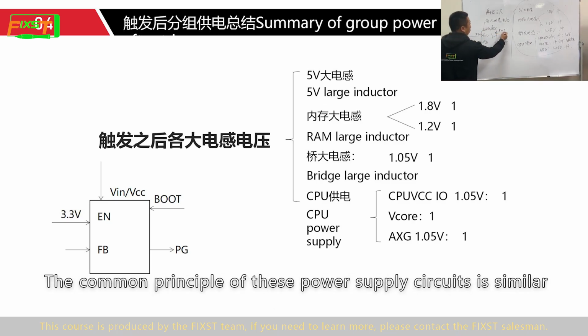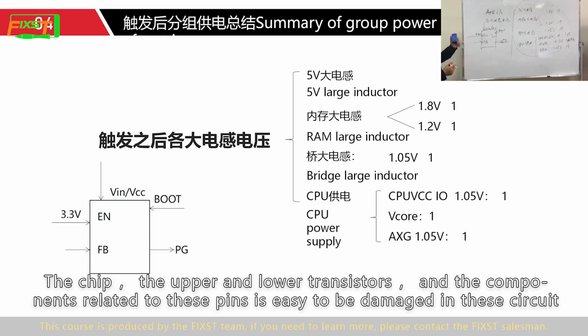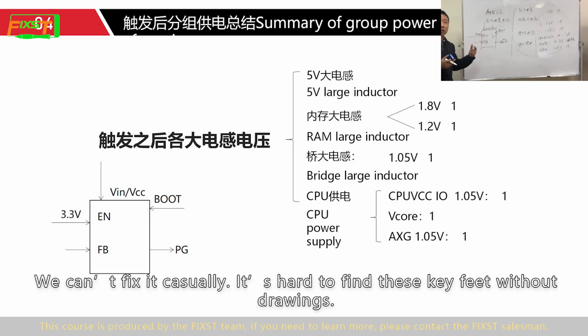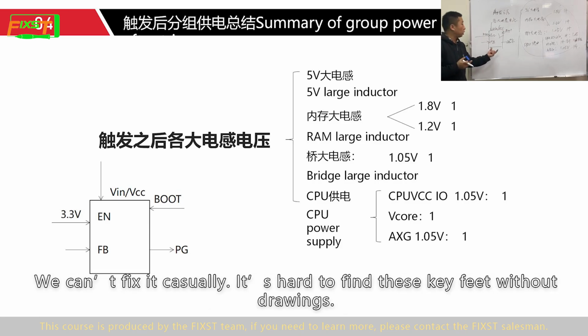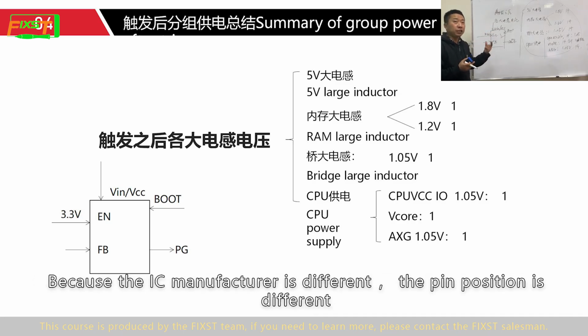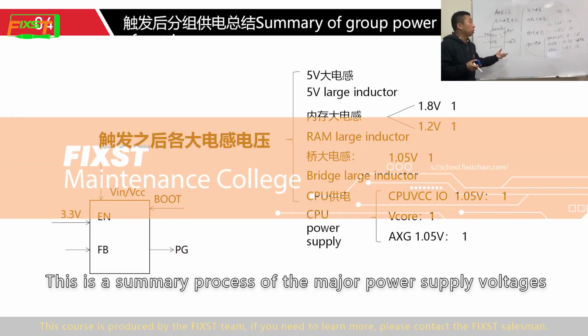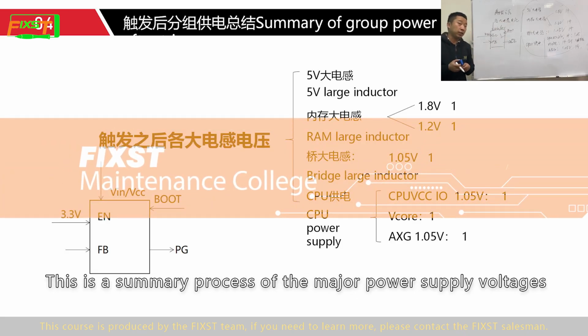The common principle of this power supply circuit is similar. The chip, the upper and lower transistor, and the components related to these pins is easy to be damaged in this circuit. To focus on the search, it is necessary to check with the help of a schematic diagram. We can visit casually. It is hard to find these key pins without drawing. Because the IC manufacturer is different, the pin position is different, so we have to use drawing to repair. This is a summary process of major power supply voltage.